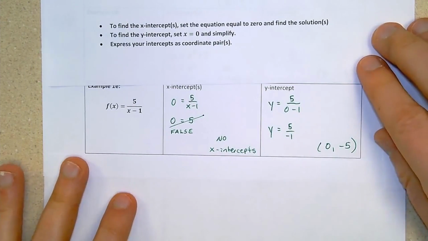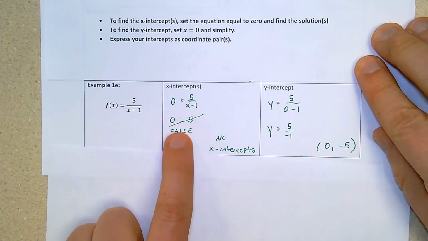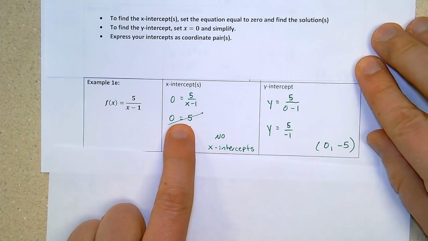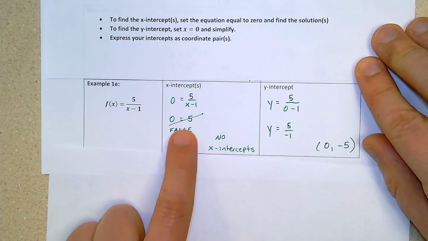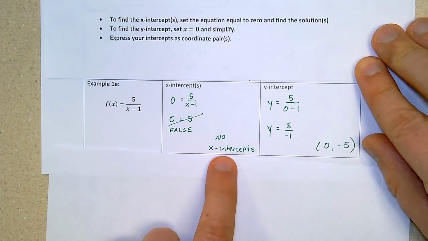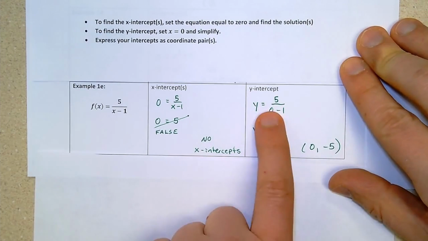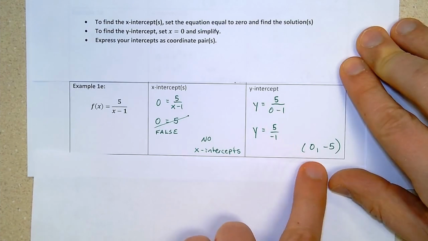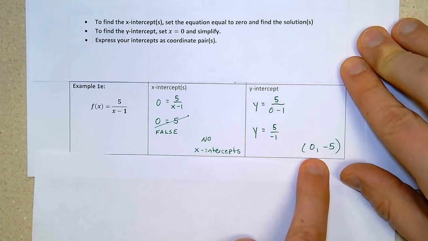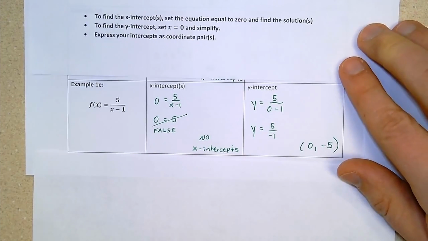And in 1e, again, finding the x-intercept, we set the equation equal to 0, multiply the x minus 1 across, and we get 0 equals 5, which is not a true statement. 0 does not equal 5. That's false. So because we arrived at a false conclusion, this is another case where we'd say there's no x-intercepts. And then when we want to find the y-intercepts, we set x equal to 0. Simplify the expression, and we have a case of 0 comma negative 5 being the y-intercept. So those are considered basic intercepts.